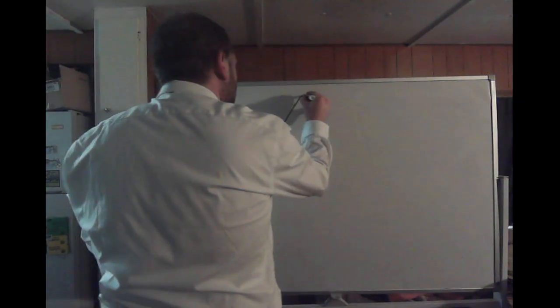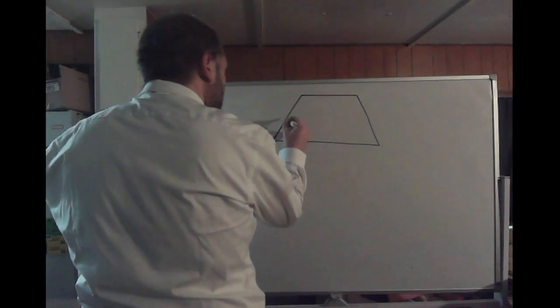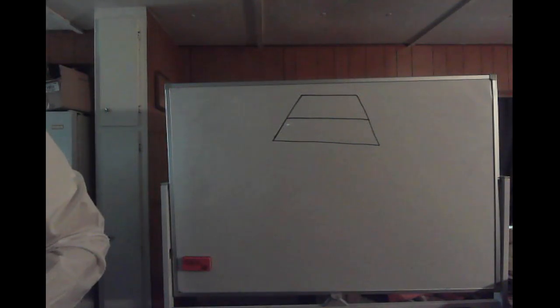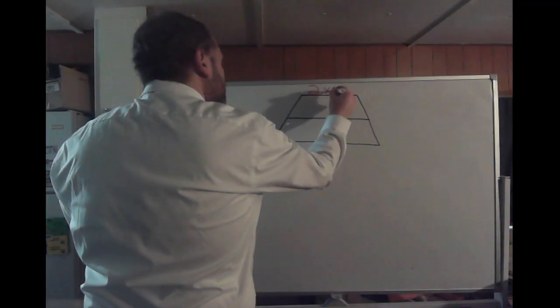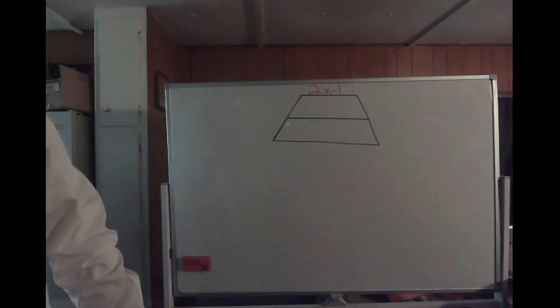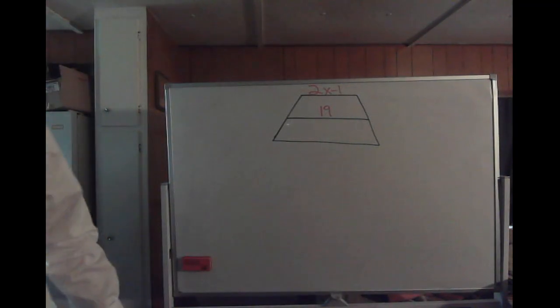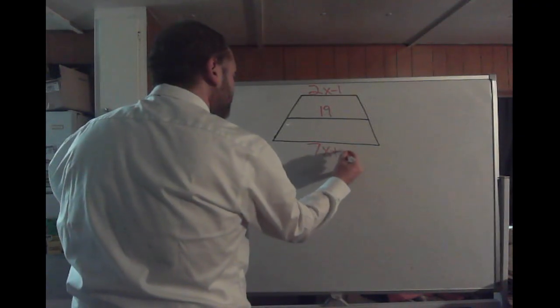Three more, then we're done. Finally, a more classic trapezoid. Let's draw the median. These last three are a little trickier. So the length of the first base is 2x minus 1. The length of the median is going to be 19. The length of the second base is 7x plus 3.